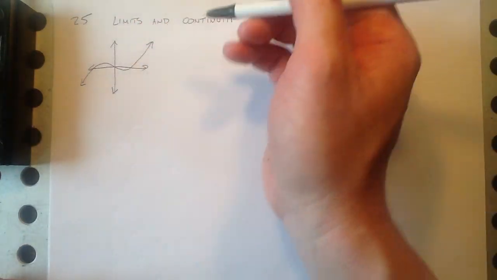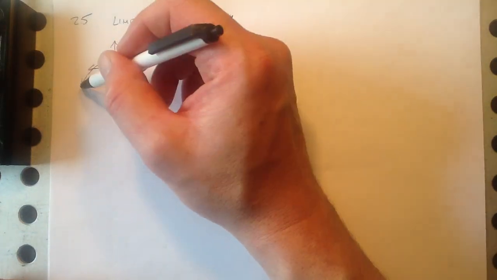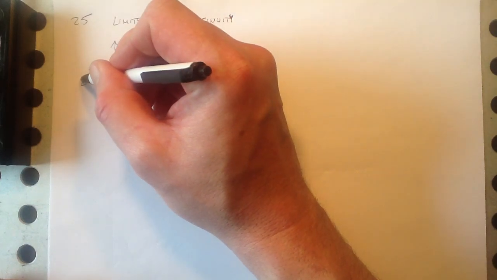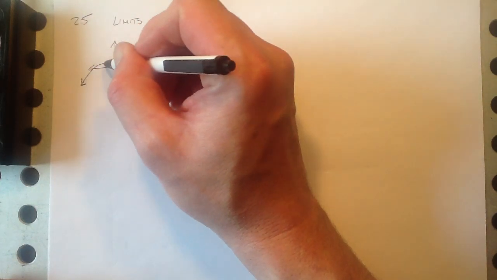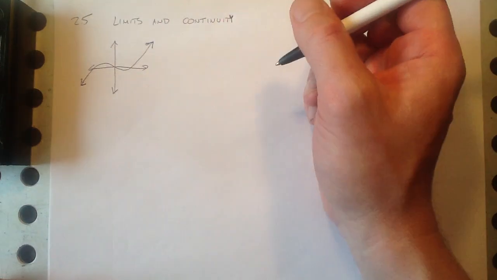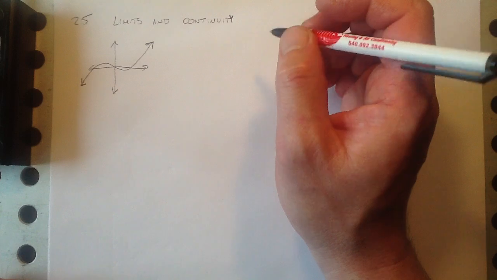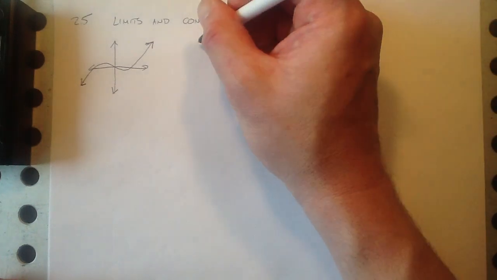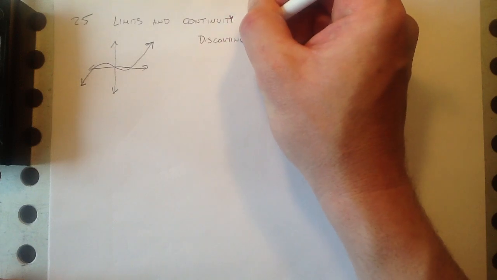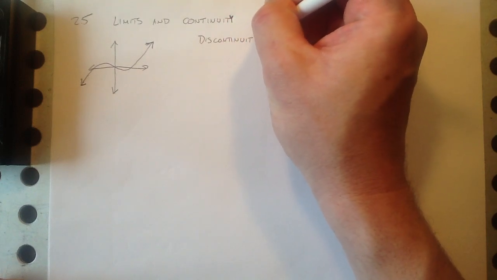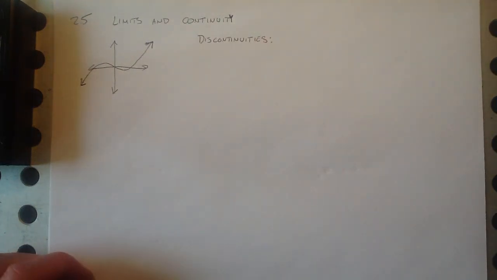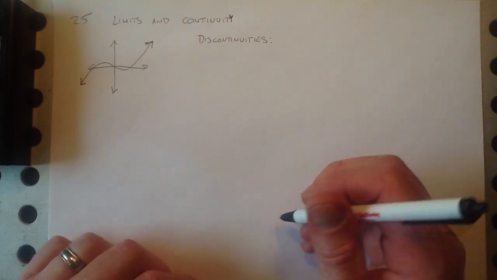If you can draw the squiggle without taking your pen off the paper, or your pencil, or your quill, or whatever you're using to write with, then you can say it's continuous. So what does it mean for something to be discontinuous? There are three classifications of discontinuities that we're interested in.